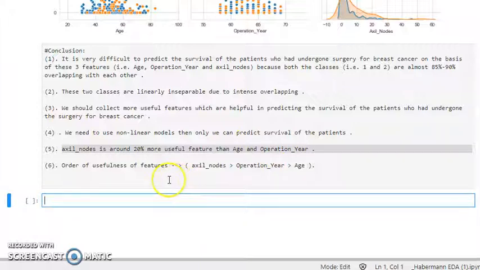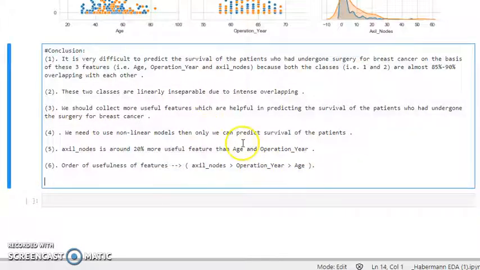What is the order of usefulness of features? It is axial node followed by operation year followed by age. So what are the conclusions? The classes are not linearly separable. We need to use non-linear models for better prediction, and axial node is till now the most useful feature. And yes, we need to create more useful features which can help us in our analysis.